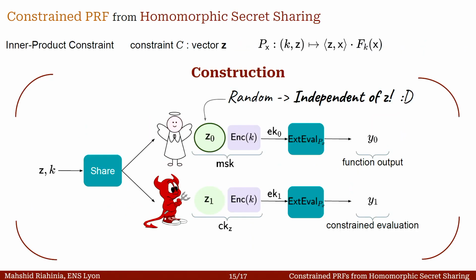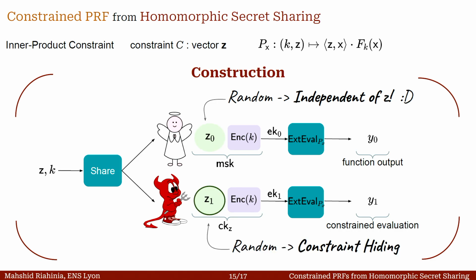Finally, the construction looks something like this. The share that we give to the master secret key holder was a random value, as I said. This was the point, because we wanted to be independent of the constraint z. Also, the share that we give to the adversary as part of the constraint key is only a share of z, so it doesn't have to know the whole constraint vector z.